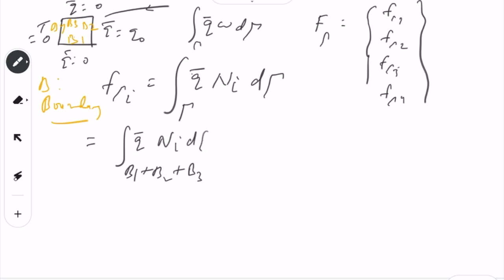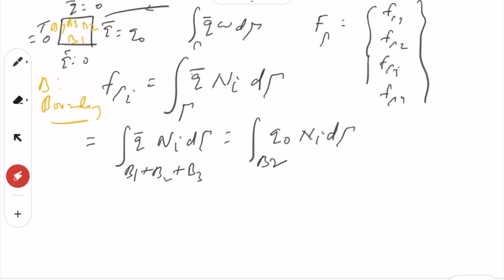Ni d gamma. But what we see at other boundaries, this Q bar is equal to 0 in this one and Q naught is here, so we can say it is equal to boundary number 2 and this becomes Q naught Ni d gamma. Okay, so Q bar is 0 here, 0 here, Q bar equal to Q naught, so we write Q naught, all others become 0, only we have boundary 2 here and we have it like this.